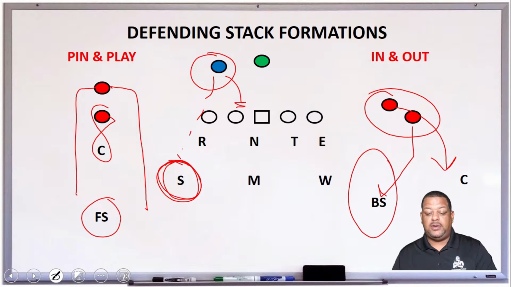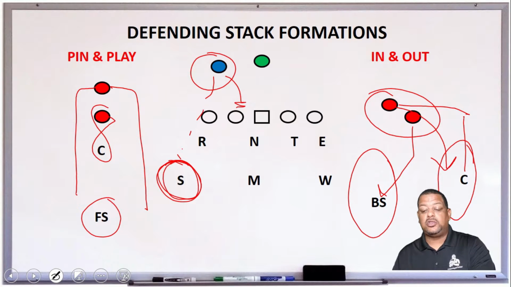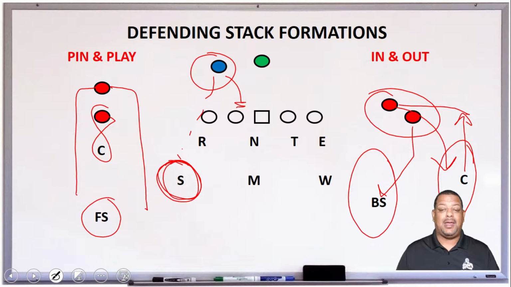Our boundary safety will stay to his side. Our corner will stay to his side. Once they've declared where they're going, then we're playing man on them. So let's say even if he took it flat, he declared that side, this corner is going to come up and he's playing man. It is not a zone. This is a man concept.